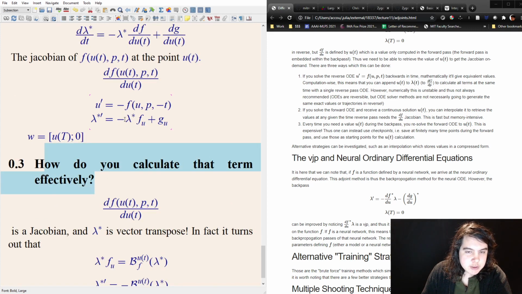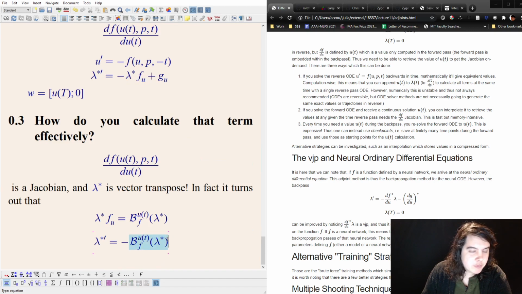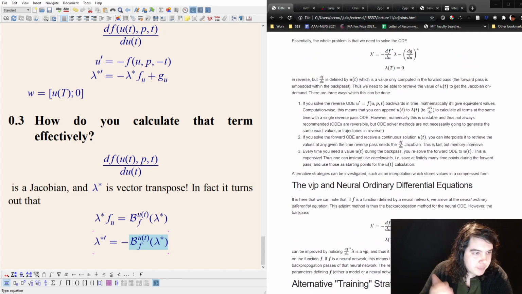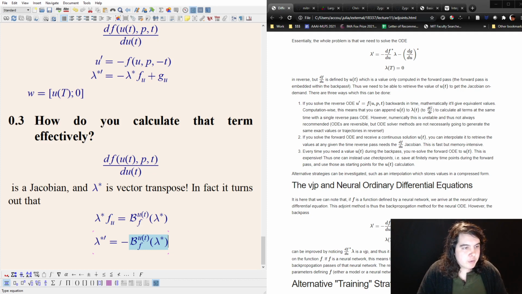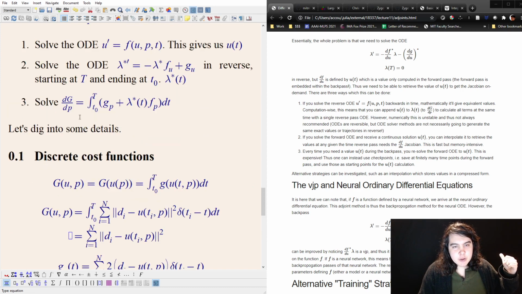And how do I calculate this term effectively? Well, I use reverse mode automatic differentiation to do the vector transpose times Jacobian multiply without ever building the Jacobian. And this is the method for doing large scale PDE optimization or training a neural ordinary differential equation. So if you wanted to know what is the equivalent to backpropagating an ordinary differential equation, you solve the ordinary differential equation forward. You solve the ordinary differential equation defined by backpropagation going backwards, and then you have to perform this integral.